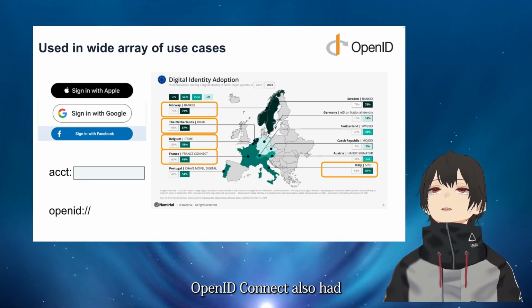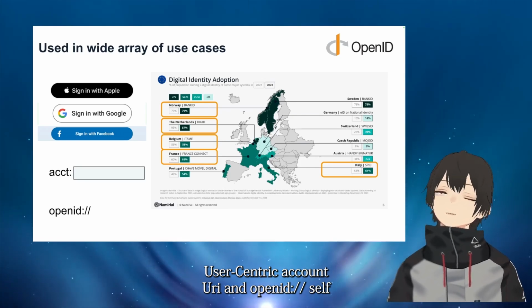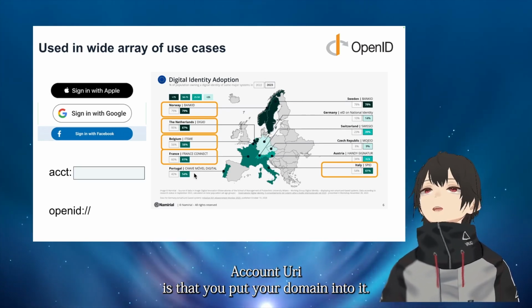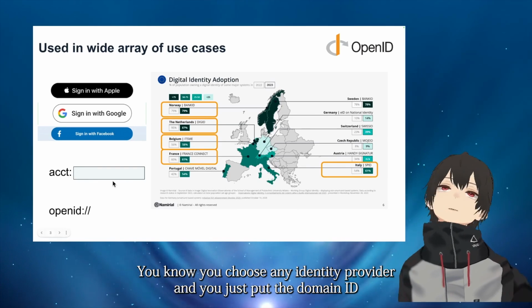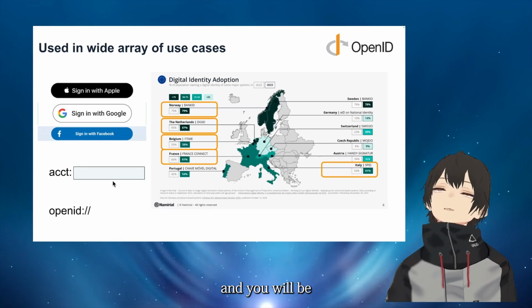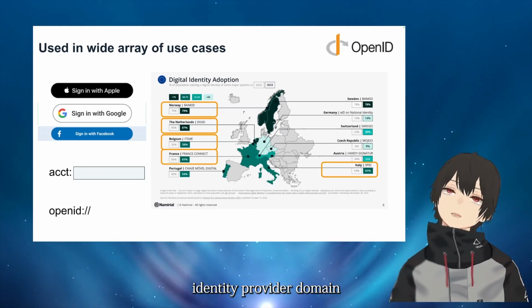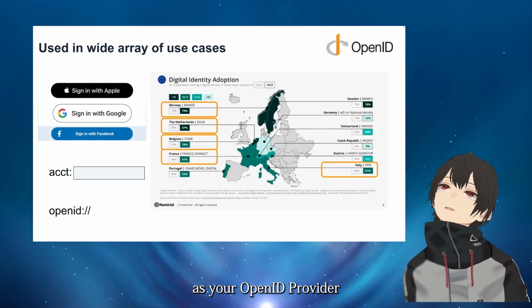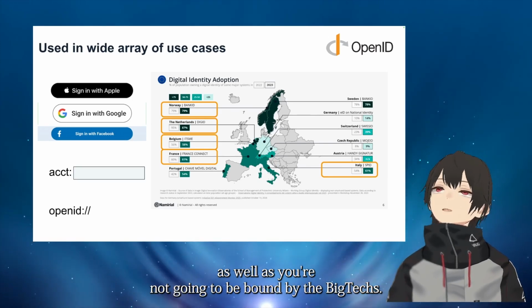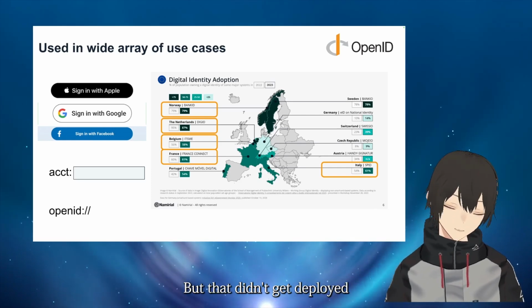OpenID Connect also had a user-centric account URI and OpenID self-issued OpenID provider facility. Account URI is that you put your domain into it, you choose any identity provider, and you just put the domain into it. And you will be able to use that identity provider domain as your OpenID provider, so that you will get k-anonymity, as well as you're not going to be bound by the big techs. But that didn't get deployed.